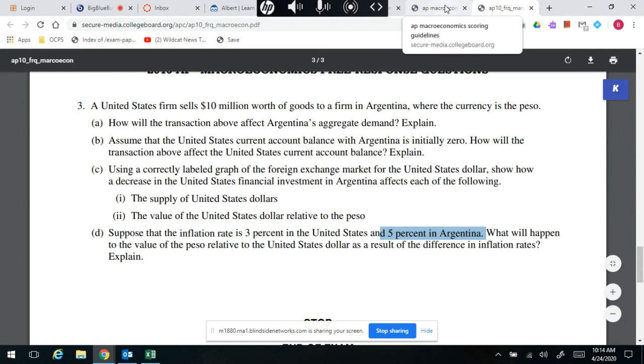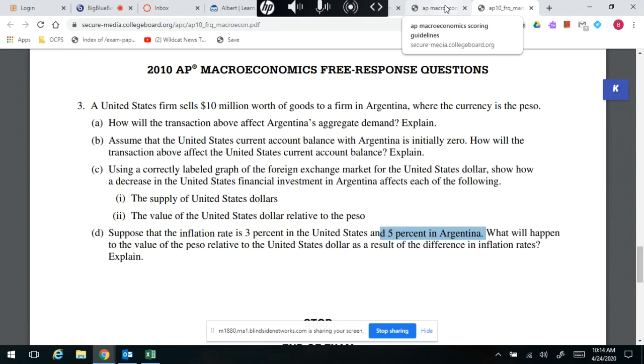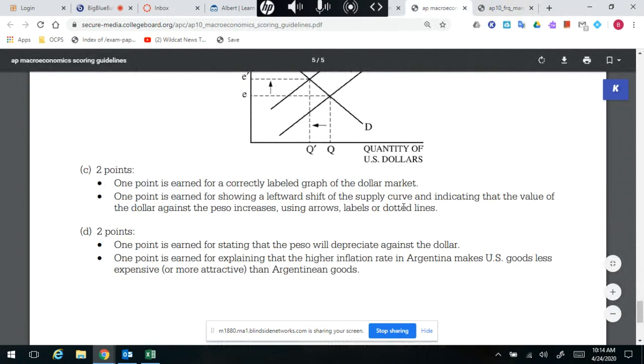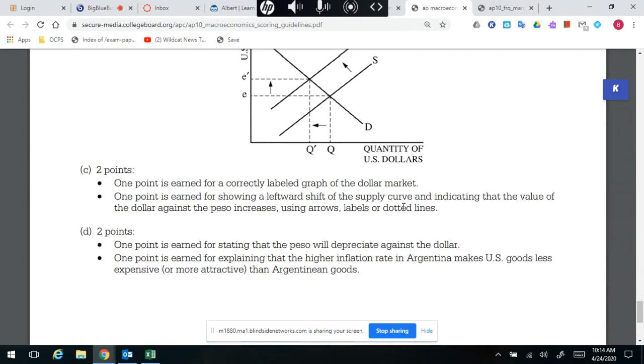The Argentinians are going to buy the cheaper stuff in the United States. And when they're going to buy the cheaper stuff in the United States, they're going to have to supply their peso, demand the dollar. So the dollar will appreciate and the peso will depreciate. The peso will depreciate. You know, we're not demanding the peso because no one's buying the inflated prices in Argentina. They're not buying their goods and services.